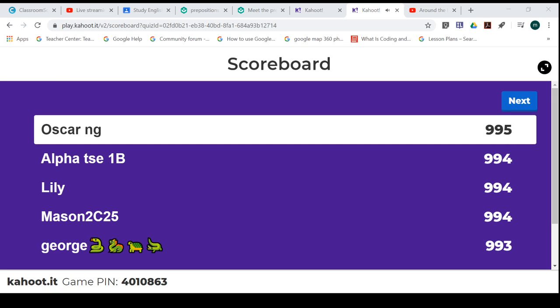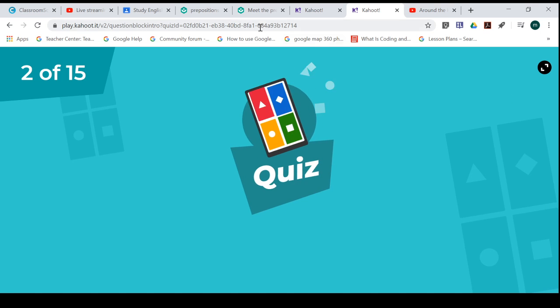And Oscar is top of the pile. Oh, Alpha's back in. Haven't seen Alpha in the Kahoot top 5 for a while. Lily's there, Mason and George. Well done to you guys, but can you stay there? Right, question 2.